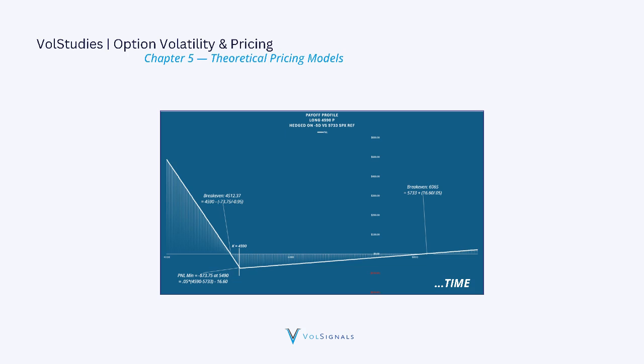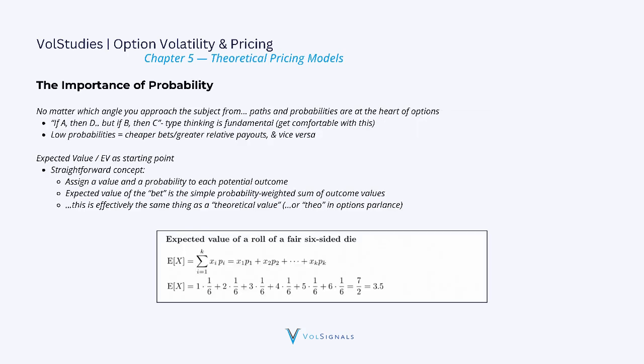Now, if you paid attention here, you realize that there's something missing from these profiles, and that's time. Natenberg calls this dimension here the speed of movement. He says that the fundamental problem for an options trader is that you need to get two things, and that's not only direction, but time. No matter which angle you come at the subject from, when you talk about options, paths and probabilities are fundamentally at the heart of the subject.